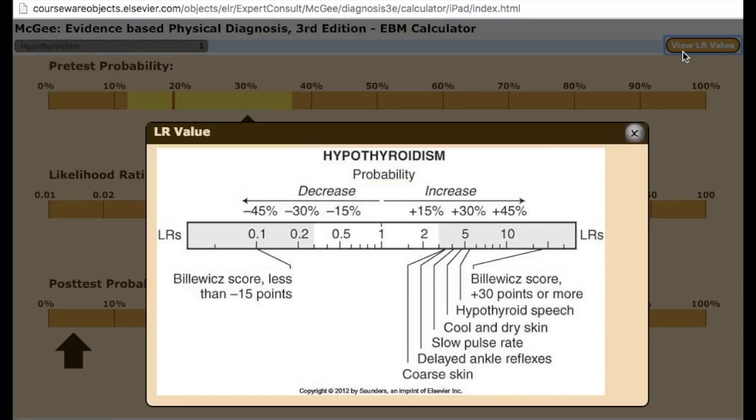Here's a figure that just talks about some of those scores. You can see the Billewicz positive is greater than 30. Negative is less than negative 15 points. And all these other physical exam maneuvers that we've discussed.